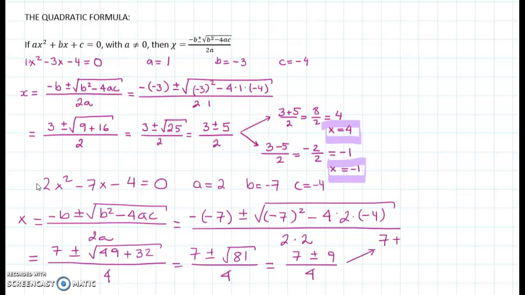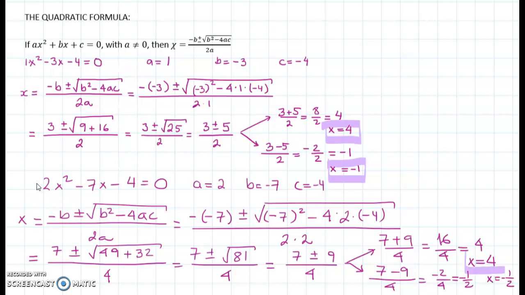Either we have 7 plus 9 divided by 4, which means we have 16 divided by 4, which gives us 4. So the first solution we found was x equals 4. Or we have 7 minus 9 divided by 4, so we have negative 2 divided by 4, which is negative a half. So x equals negative a half is the second one of the solutions for the example we were solving.